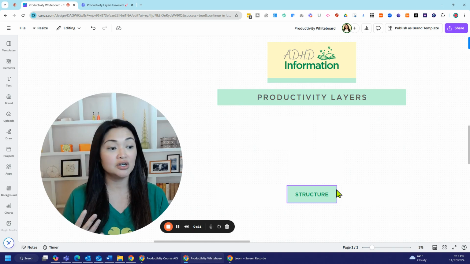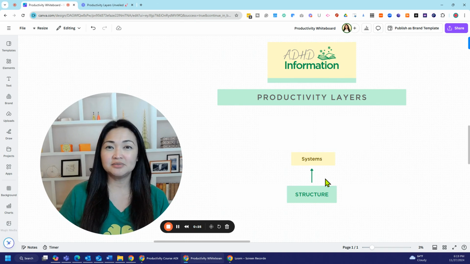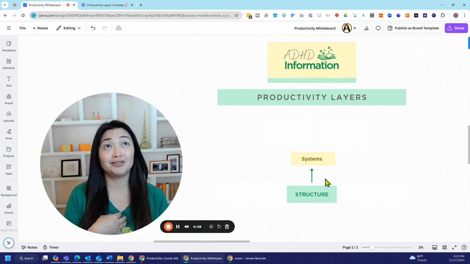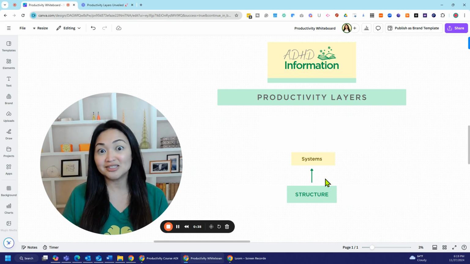After structure, you have systems. Systems are what we're most familiar with. I've heard I had to create systems when I started my businesses. You have to have systems. Okay, I'll create my own systems.